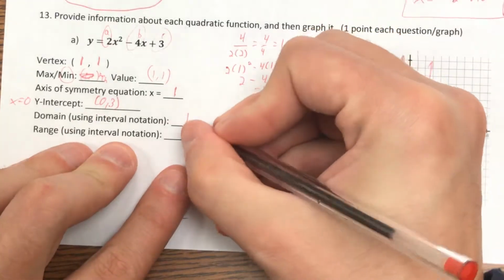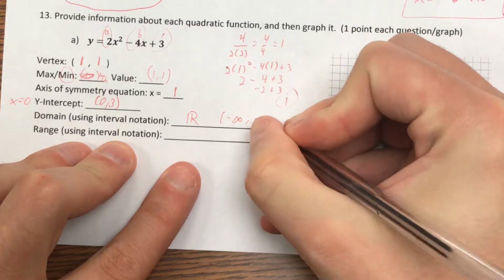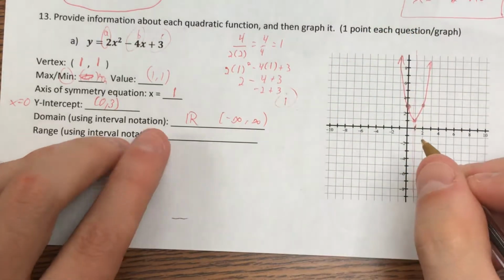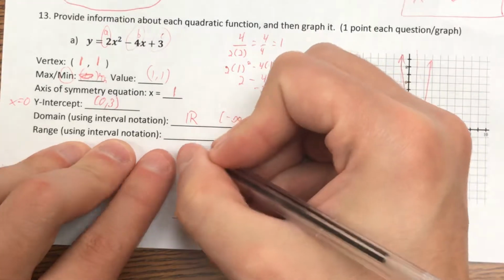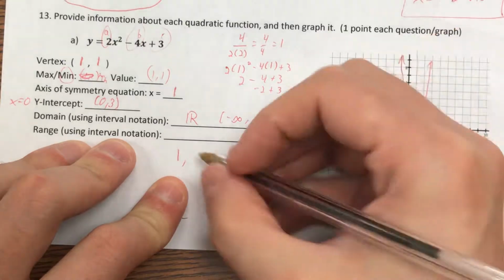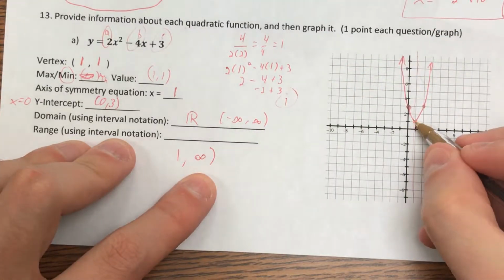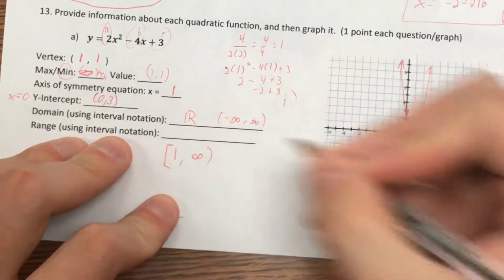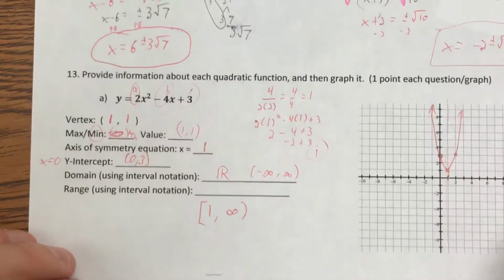Domain is always going to be all real numbers. So you can put all real numbers, or you can put negative infinity to infinity, whichever. And range, the lowest it gets is this number right here, which is a 1. And the highest it gets is infinity. Infinities are always a parenthesis, and since this is a whole, actually their point, it's going to be with a bracket. Okay, and that's the entire first problem right there.